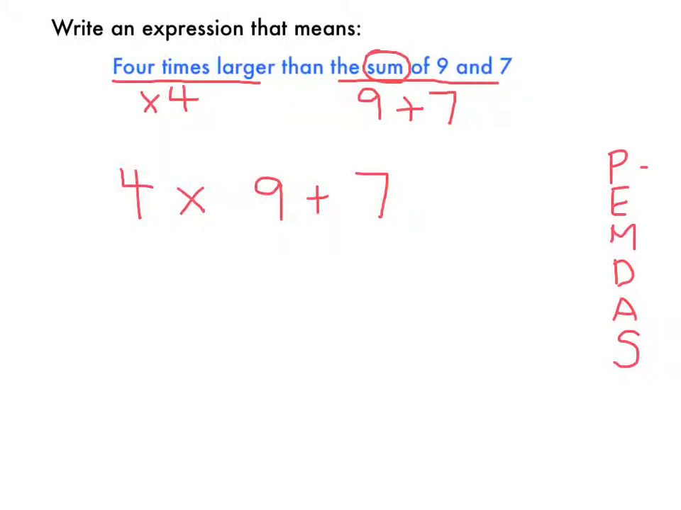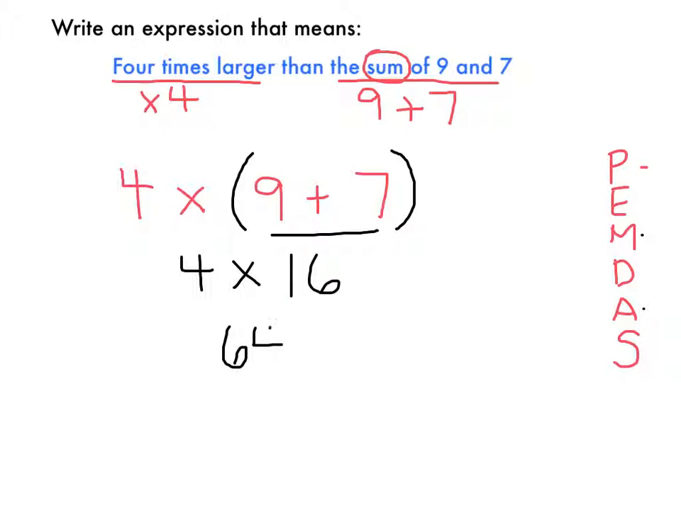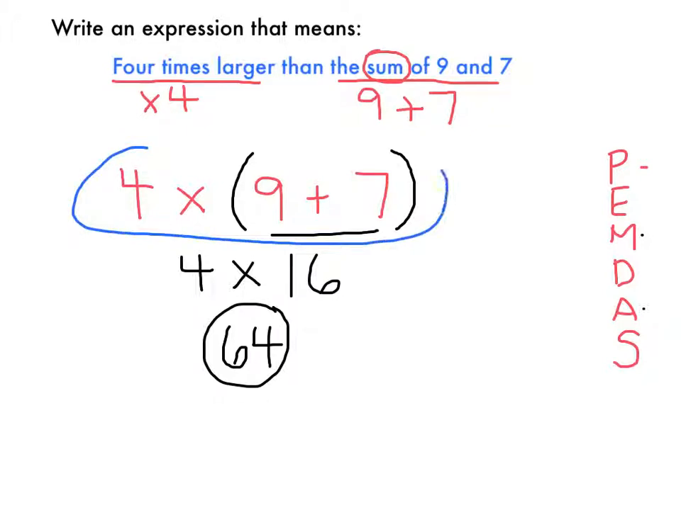So that means that I need to put grouping symbols around 9 plus 7 so that I actually solve the addition before the multiplication. And if I did that, I would do 9 plus 7 and get 16, and my problem would be 4 times larger than 16, which is the sum of 9 and 7. So that would make more sense. And 4 times 16: 4 times 10 is 40, 4 times 6 is 24, add 40 and 24, and you get 64. So this would be my expression, and my solution would be 64.